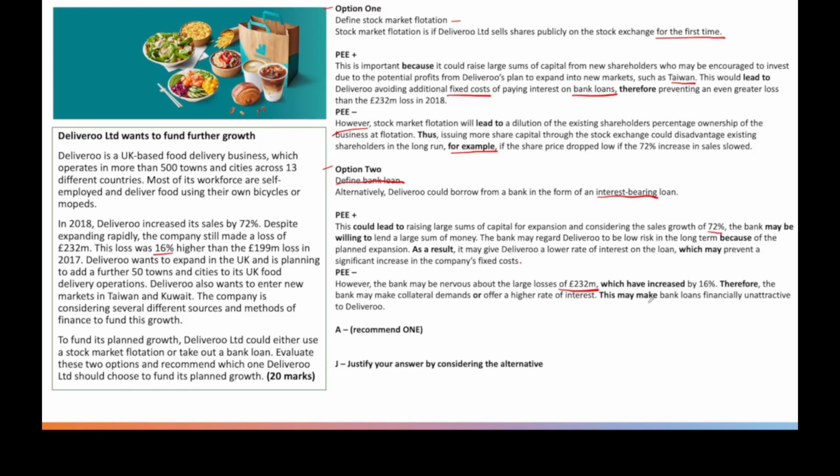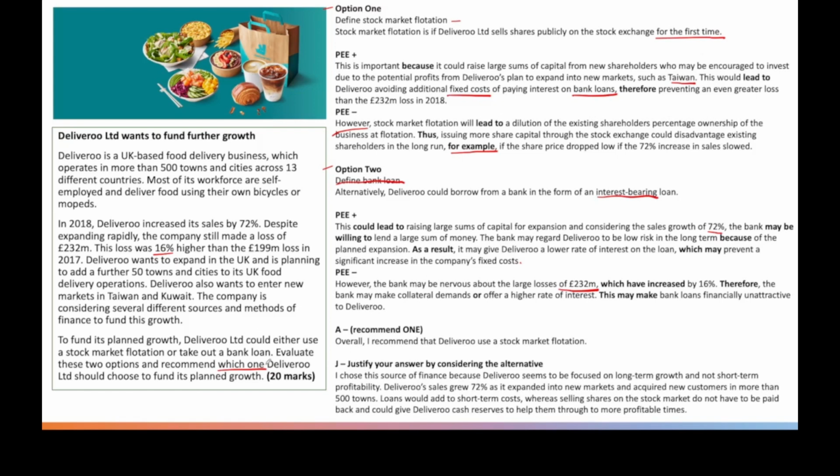Okay, so we've already said up here about how it would add to fixed costs, so there's no point in repeating it. We then go back to the question and we decide how we're going to directly answer the question. And we know that it says which one. Overall, I recommend that Deliveroo use a stock market flotation. Okay, it's asking us to recommend one. I'm going to directly recommend one. Full stop. Next line, I'm going to justify it. I'm going to badmouth the alternative. I chose this source of finance because Deliveroo seemed to be focused on long-term growth and not short-term profitability.